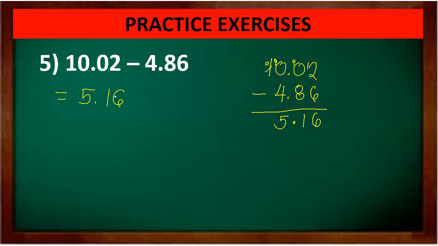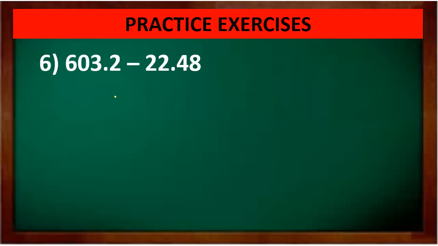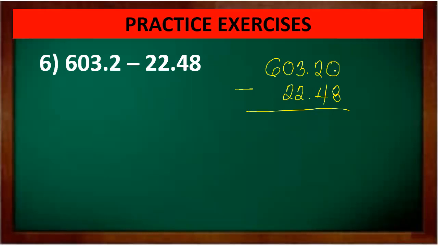We still have some example. Next, 603.2 minus 22.48. So, let's write down. I-align natin yung number. Let's write it vertically. The operation is minus. I-align natin si 22.48. So again, walang number dito after kay 2. Since may number tayo dito sa baba, we have to add 0. Okay, so 0 minus 8 cannot be. Magbabarod tayo dito kay 2. 2 becomes 1. Si 0 becomes 10. So 10 minus 8 is 2.